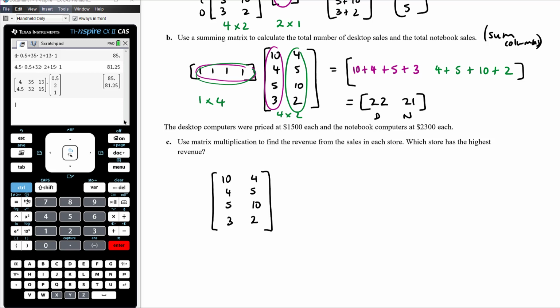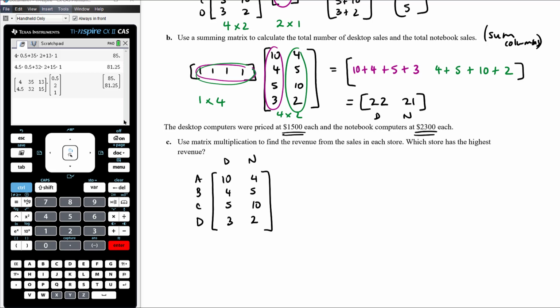So what we want to do is calculate the dollar value that we sell in each store. So store A, store B, store C, and store D, desktops and notebooks. So we need to think about how we're going to multiply. We want to multiply all the desktop values by 1,500 and all the notebook values by 2,300. And again, it is important that you understand how matrix multiplication works.